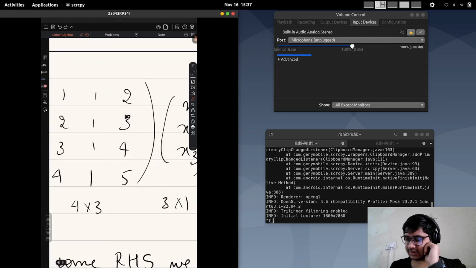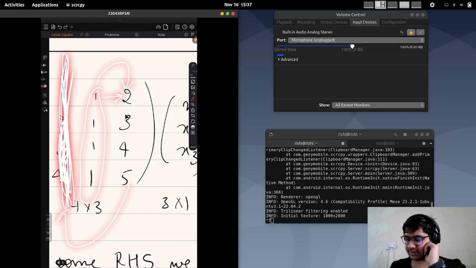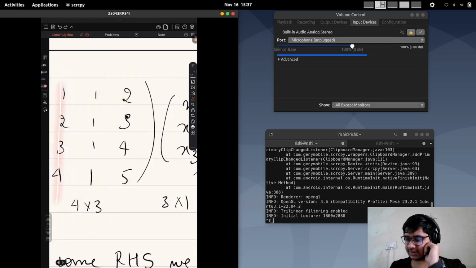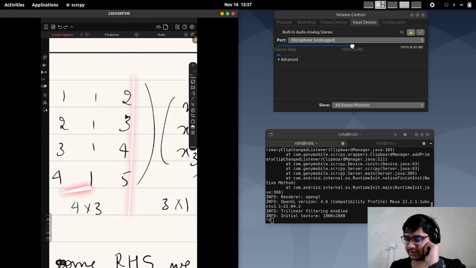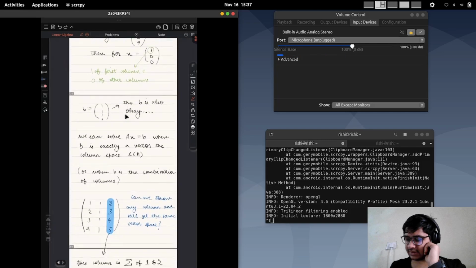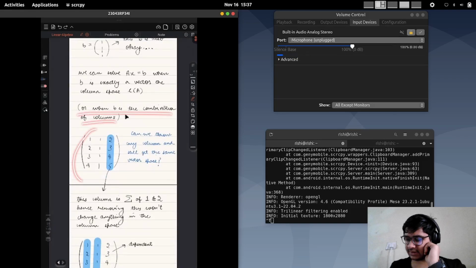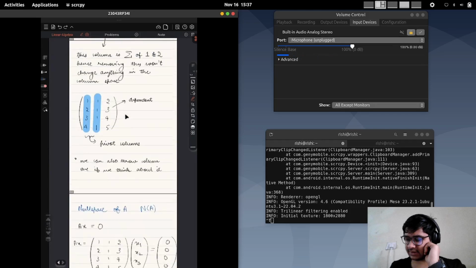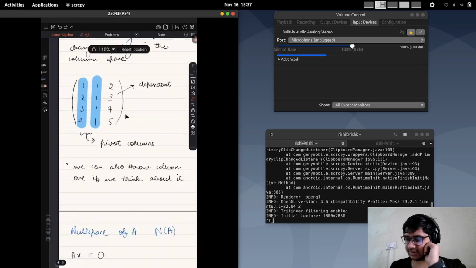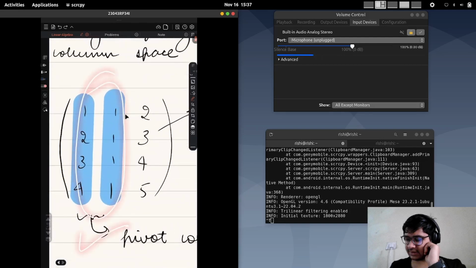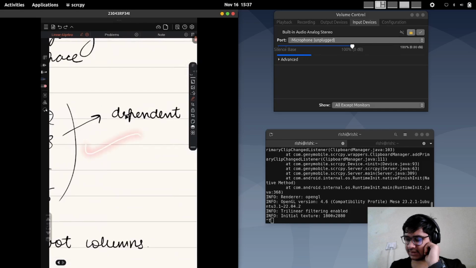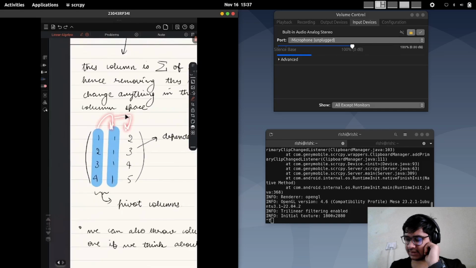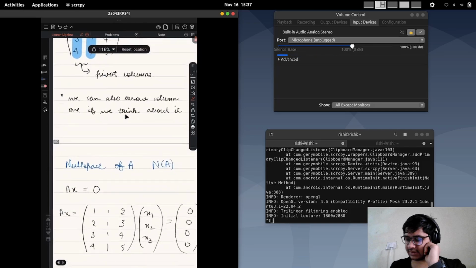So let's say I remove this vector here, I will still get the same column space, because the subtraction from this will result in this. So this is useless with respect to these two. We can still get the same column space with two columns. This column is the summation of 1 and 2, hence we won't change anything in the column space. So we call these two columns pivot, and this column dependent, because it is essentially dependent on these pivot columns. We can also throw column 1 if you think about it.